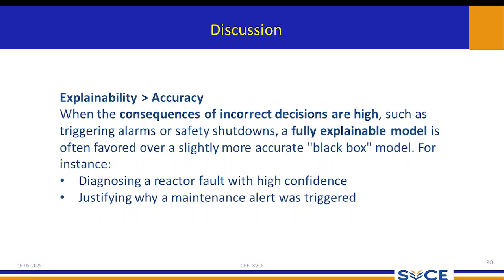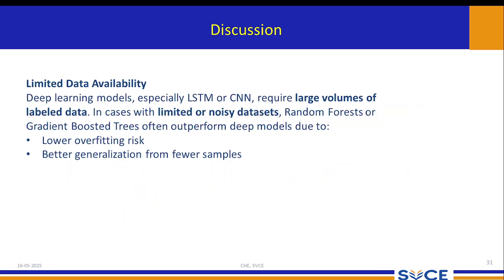In machine learning, black box models like neural networks are those where the internal decision-making processes are difficult or impossible to interpret. So you understood what I'm trying to say. Even though a black box model is slightly more accurate, we will go for an explainable model. For instance, in diagnosing a reactor fault with high confidence, we need to justify why a maintenance alert was triggered. These are the things they are highlighting here.